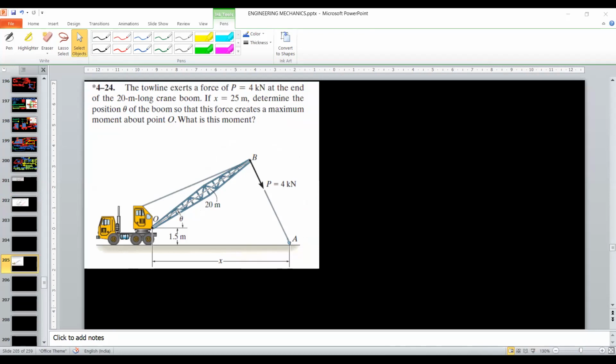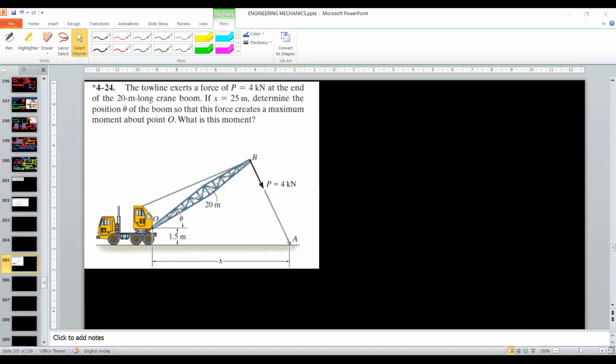So always remember, for the maximum moment, the force line must be perpendicular to the moment arm. So what is the meaning of moment arm and force line?